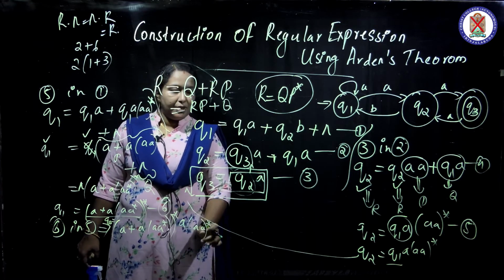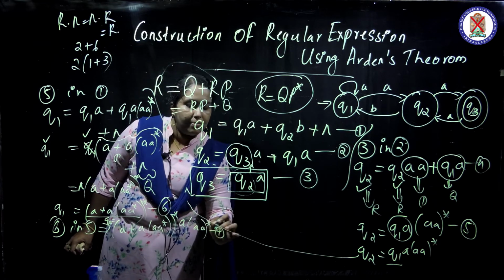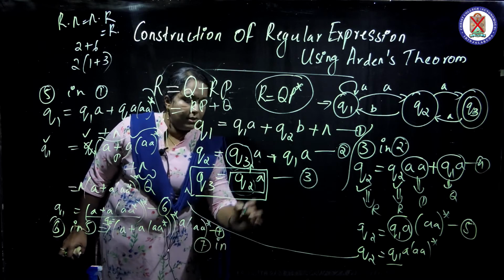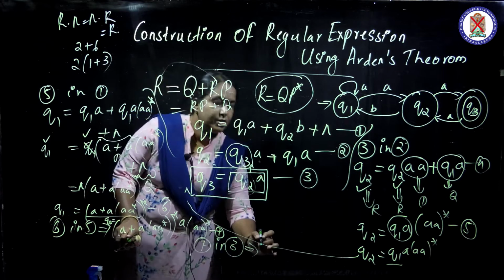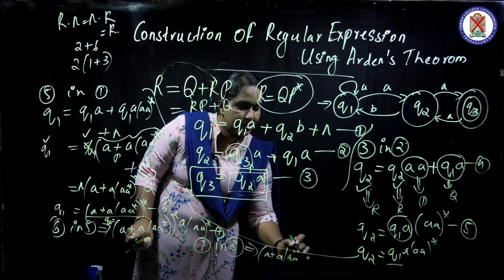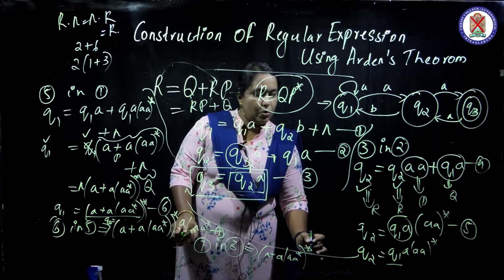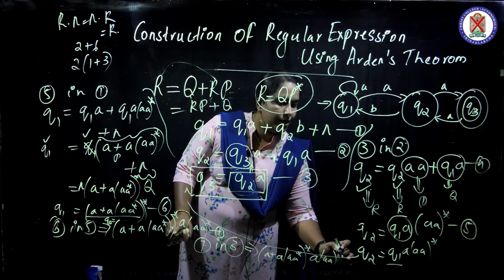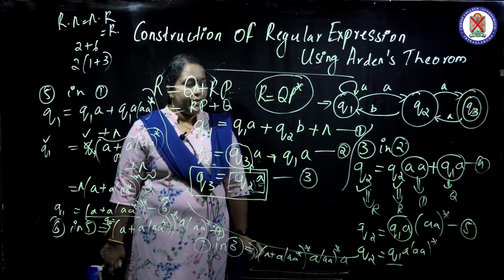So Q3 can be written as follows. I am substituting this equation number 7 in 3. What will become? This equation: (A plus A into A star) the whole star, A into A star, into A. This A must be written. This is our regular expression.